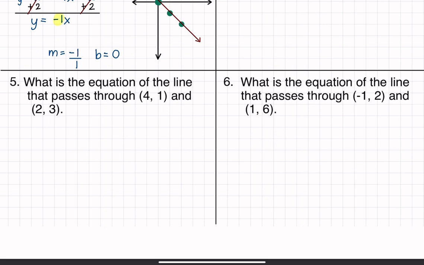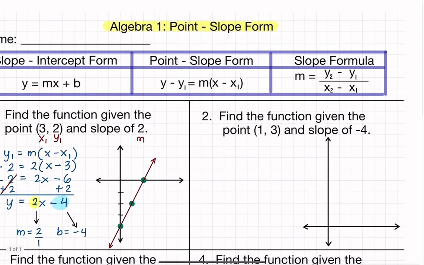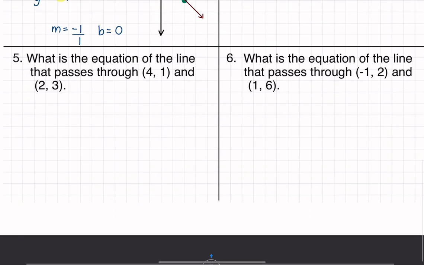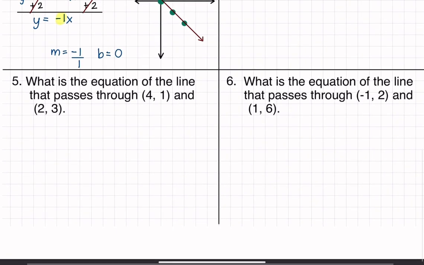What is the equation of the line that passes through (4, 1) and (2, 3)? As you can see, class, in this example, the only given are the 2 coordinates. We don't have any given slope. So in this case, we're going to use the third formula, which is the slope formula. We're going to determine the slope first, and after we find the slope, we're going to create the equation of the line.